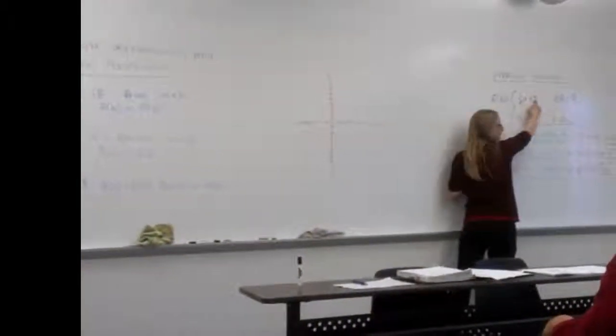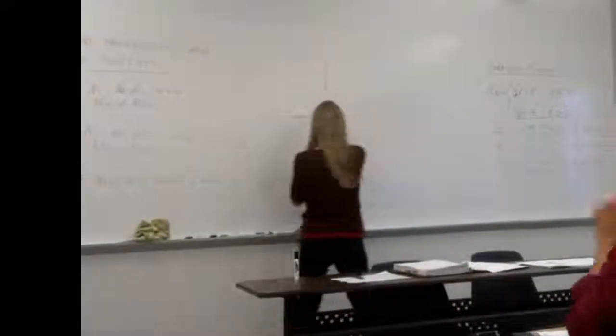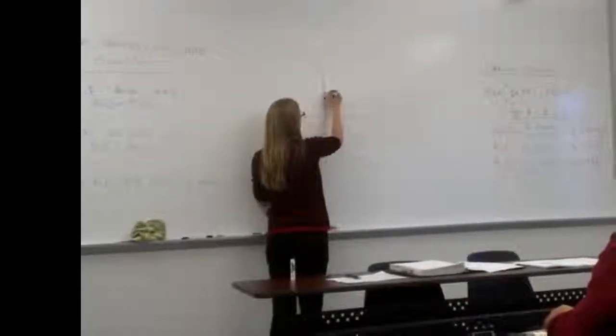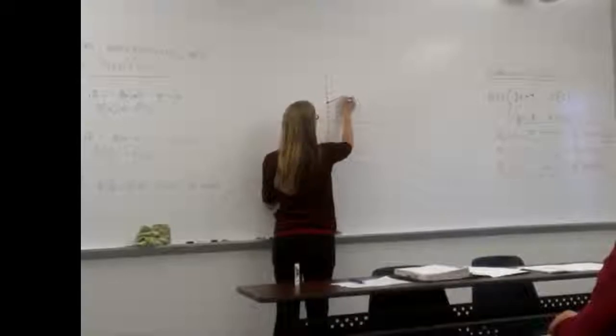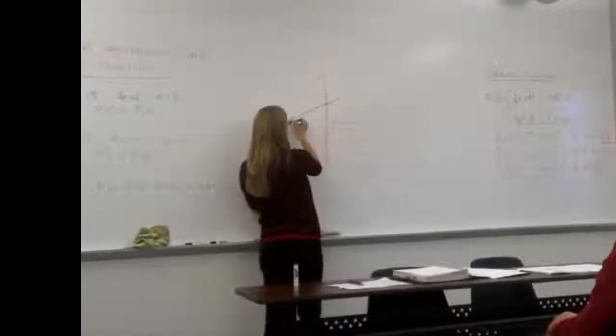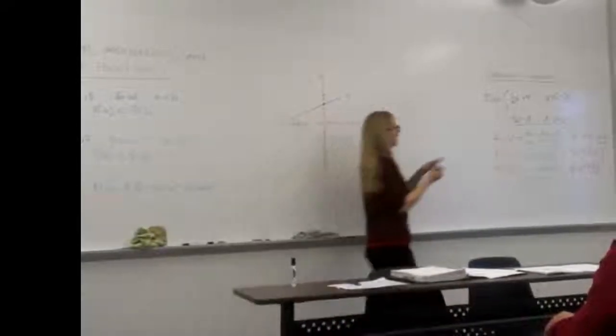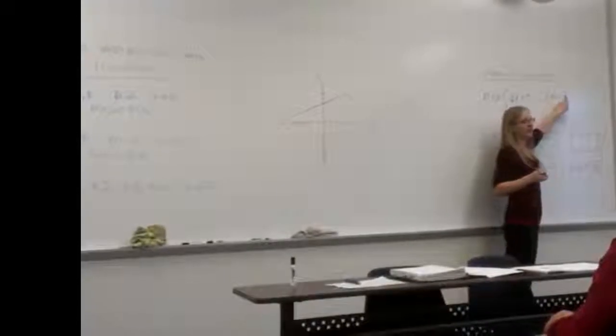Y-intercept is 4. Slope is 1/2. So I'm going to find my 4. 1, 2, 3, 4. Up 1, over 2. Draw my line. Right? X is less than or equal to -2.